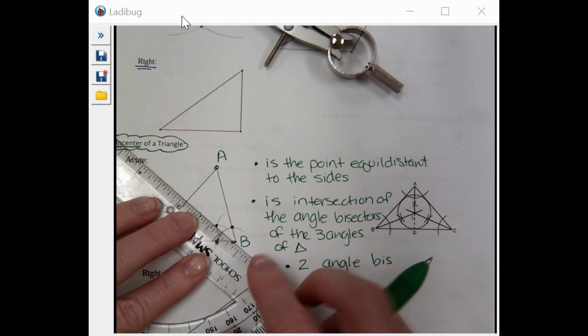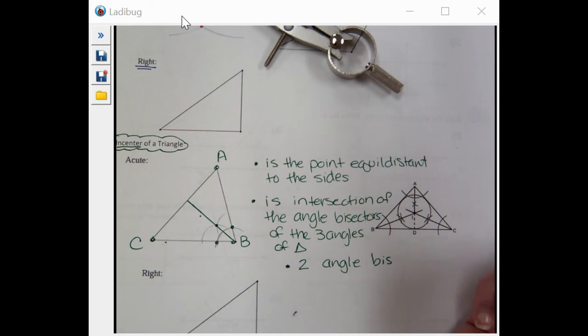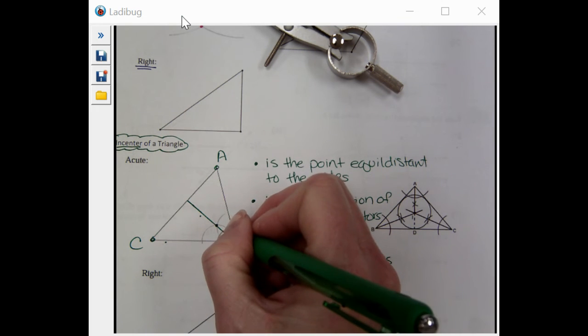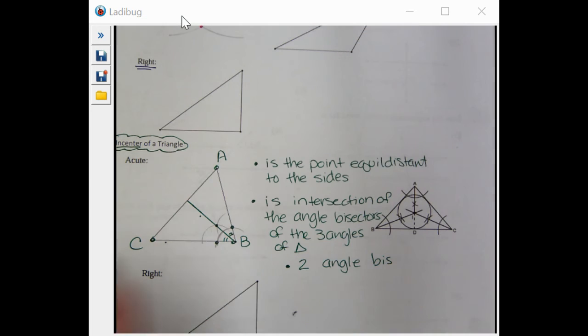So let's draw that in. So this green line is the angle bisector of B, meaning that it splits B in half. I don't know the actual measure of B, but I've now split that angle in half. That is one of my angle bisectors. So let's do another one. I'm going to do C next.